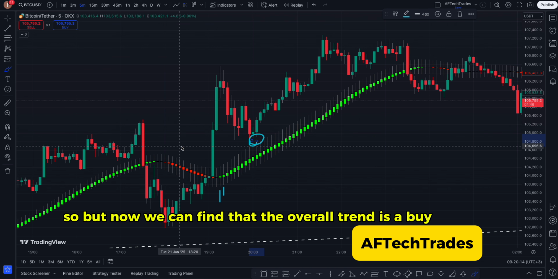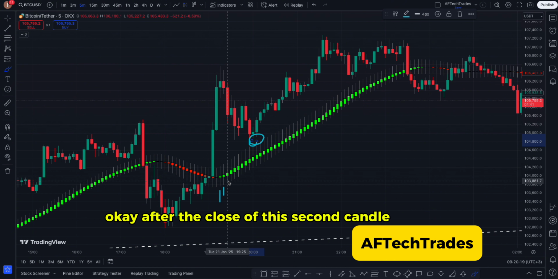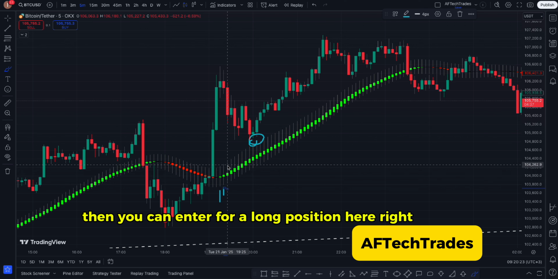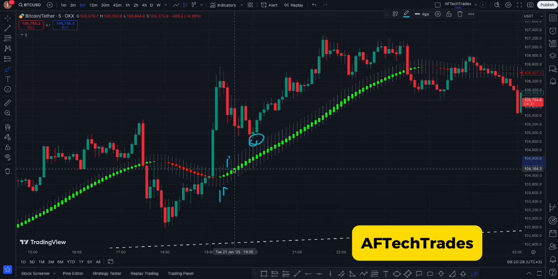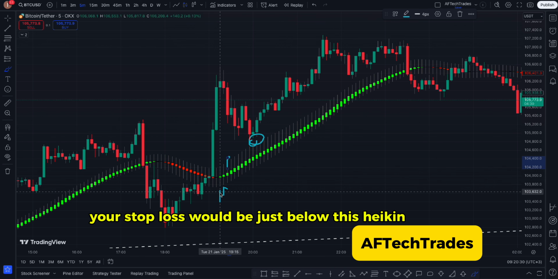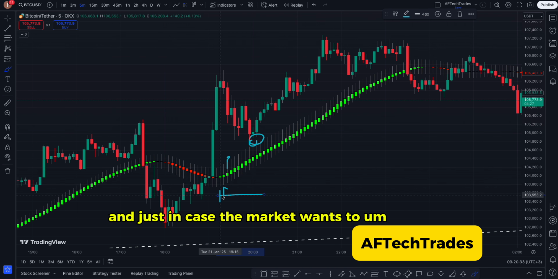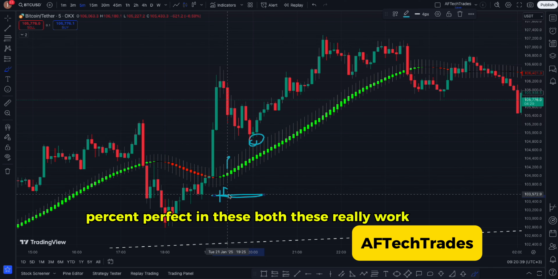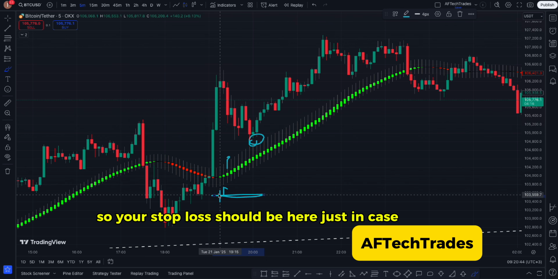But now we confirm that the overall trend is a buy. That's why we are looking for buys only, right? After the close of this second candle, you can enter for a long position here. You enter for a long position. Your stop loss would be just below this Heikin Ashi, just in case the market wants to change direction. You cannot be 100% perfect in this, but this really works.